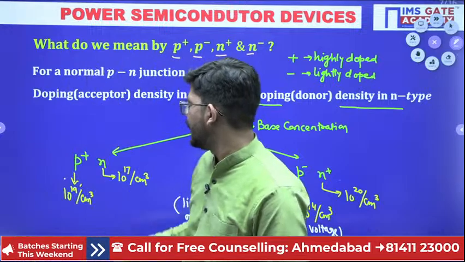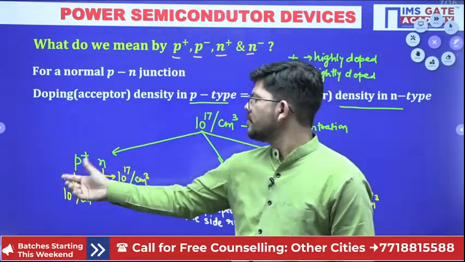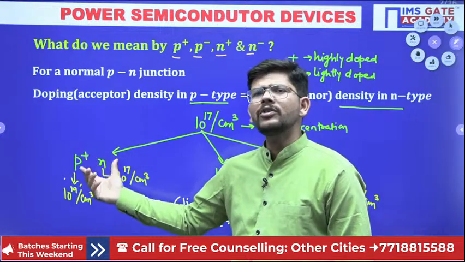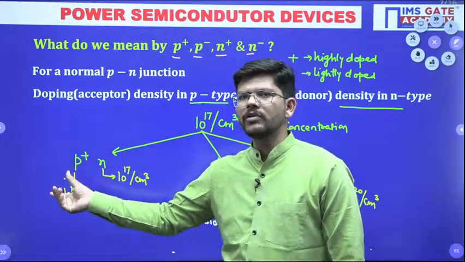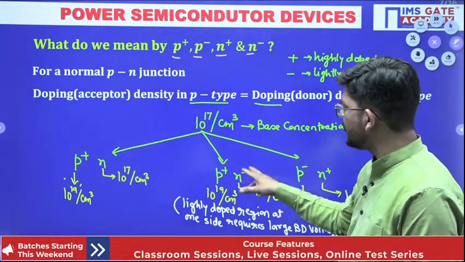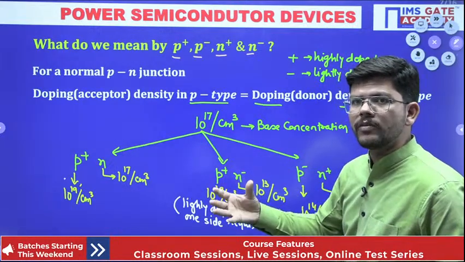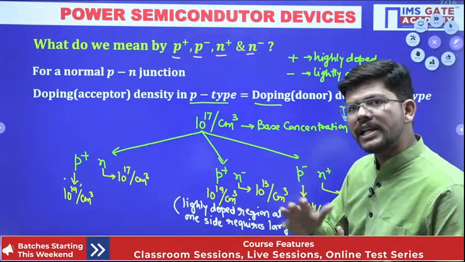Suppose we have a P plus N region here, then it does not require that large a breakdown voltage. Now suppose we have a P plus N minus region. So we have a lightly doped region at one side, and it will require a large breakdown voltage. The junction will break down at a very large voltage.